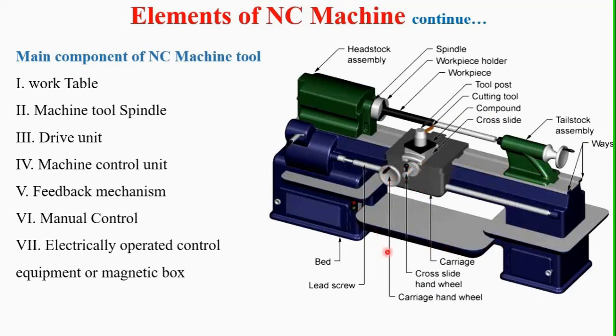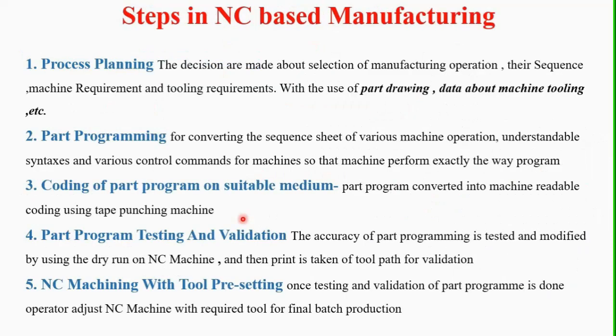Then the carriage handwheel is also provided to move this carriage along this direction, perpendicular and parallel to the spindle direction. Then this is the lead screw which is provided to give motion to this carriage. Then this is the bed of this CNC machine which is provided to support all this assembly of this NC machine. Then we will see the steps in NC based manufacturing.